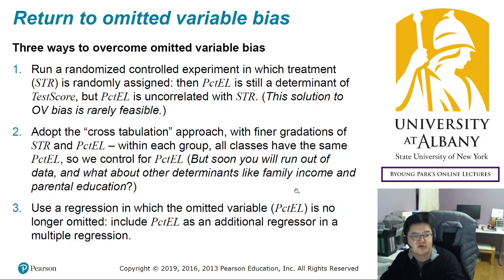Here, the authors describe three ways to identify the causal effect. First, randomization. Of course, if you can do the randomization, there is no problem you cannot solve. But it is not feasible, so we are going to cross this out. It's not your option. And the second approach they suggest here is cross tabulation.